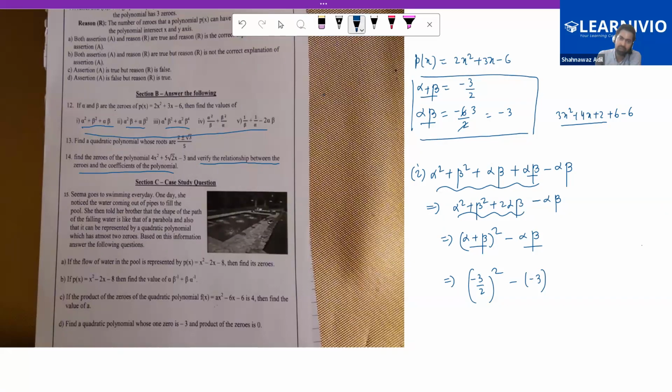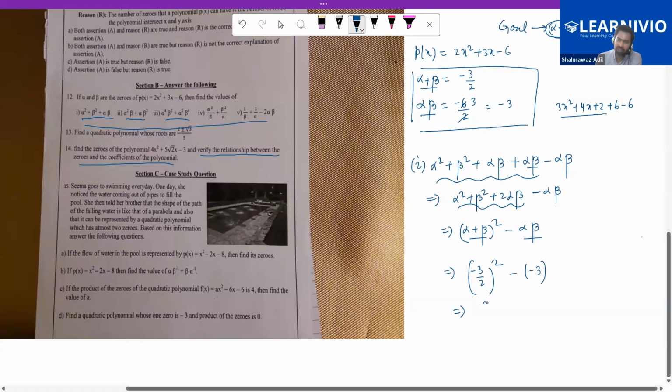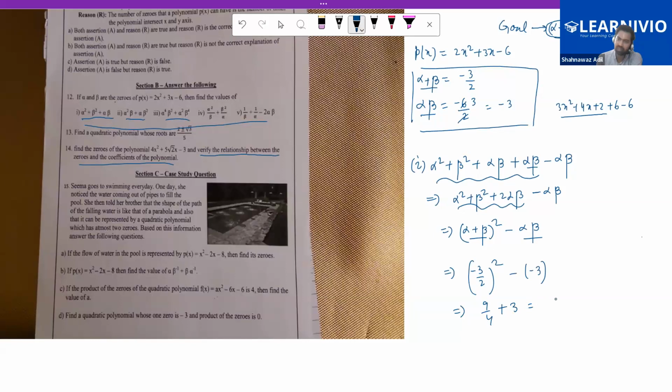The goal is to write every term in terms of either this one or this, because these are the only values that we know. So this would become 9 by 4, and this is plus 3. So this is 12 plus 9, that is 21 by 4. So that is the answer.